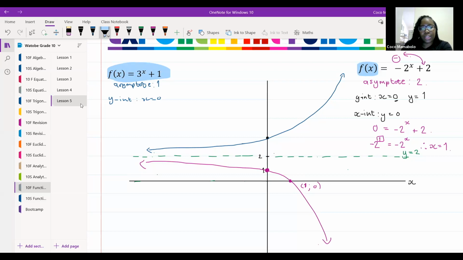Is the asymptote always in the y-axis? Yes, Maya. In an exponential graph, it's always horizontal. Okay, always this way, always horizontal.